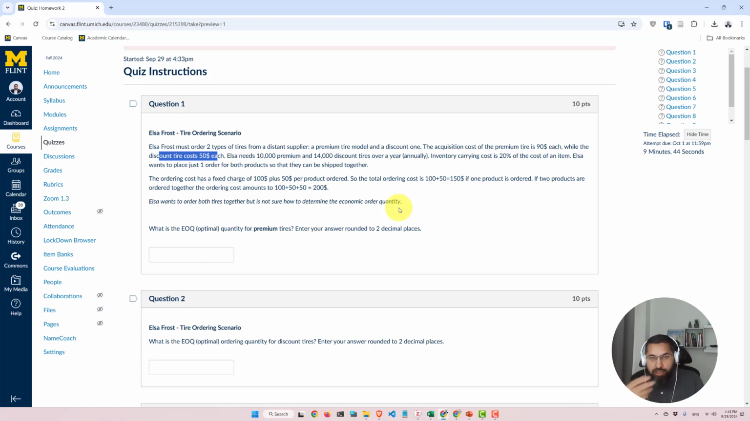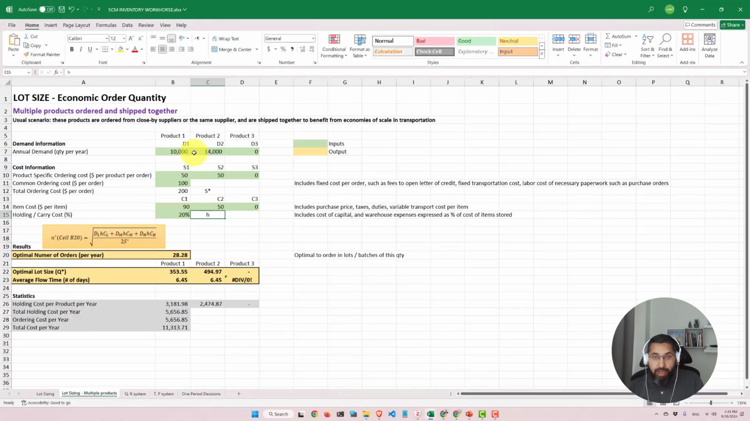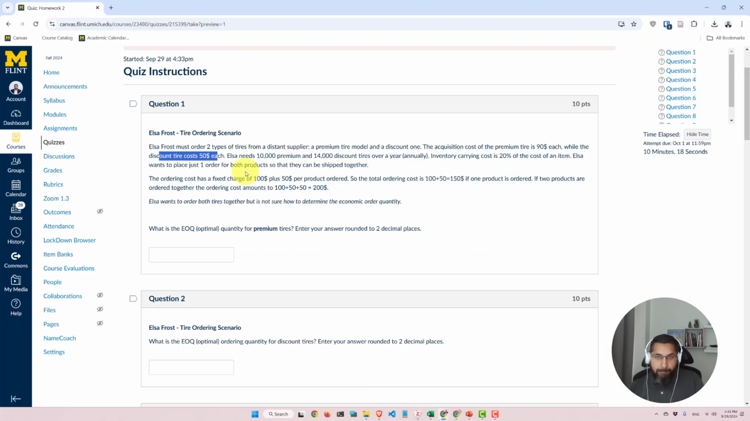Then you need 10,000 premium and 14,000 discount. So go put in that data. This is a demand. So demand D1 is 10,000. And D2, demand of discount tires, is 14,000. Now, not 140, 14,000. Make sure you enter the right demand matching the right cost. So the expensive tire has less demand and the cheaper tire has more demand. If you flip these two demand values or you flip the two cost values, then things will not line up and then you'll get an error. Your calculation will be wrong.